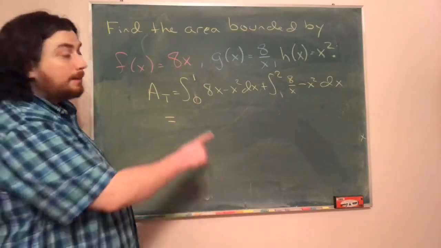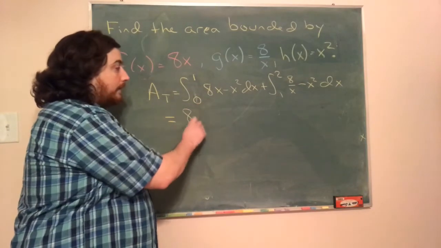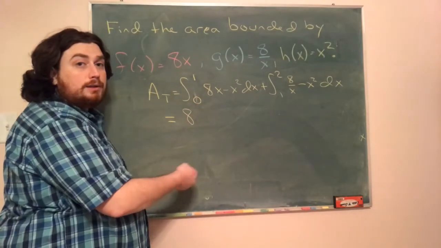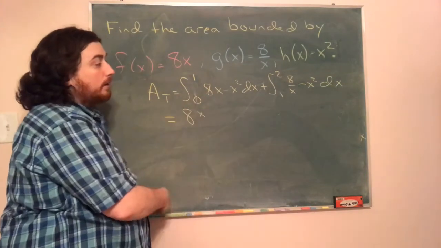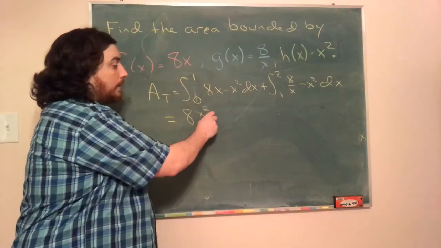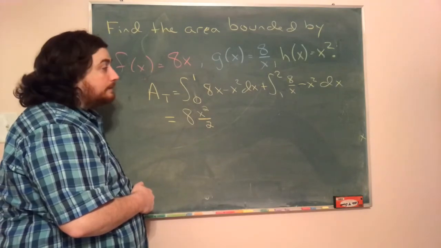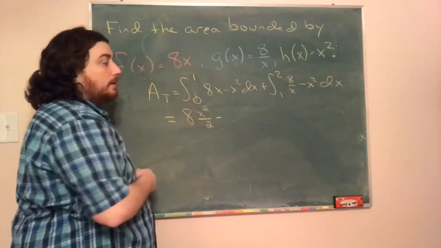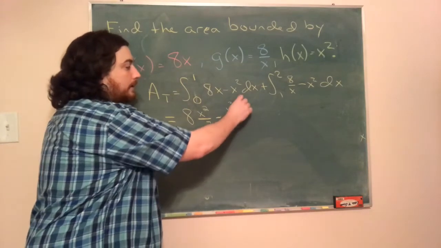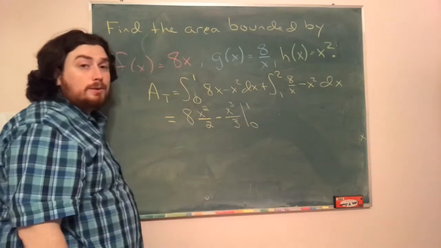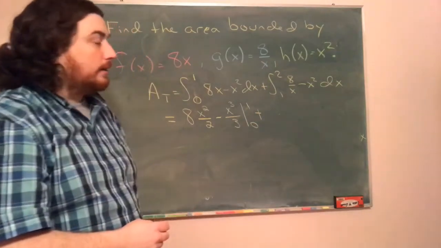So what I'm going to do is find the antiderivative of 8x. I'm going to factor out the 8 and focus on the x. Now the x is a power function, so in order to integrate I add 1 to the power. Since this is to the power 1, it now becomes x to the power 2. I divide by the new exponent, so I get 8x squared over 2. I'm going to also integrate x squared in the same way. I'm going to add 1 and get x cubed, divide by the new exponent, which is 3, and then evaluate from 0 to 1. Then I'm going to add in the second integral.